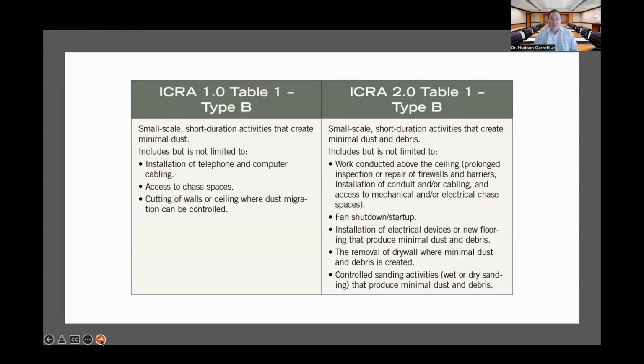So just a couple of side-by-side examples so that you can get some good visual representation here. On the left, anywhere it says ICRA 1.0 is our previous document that we're using. On the right of these tables, you'll see this is now the ICRA 2.0. This gives you an idea of how much was actually expanded here. If you look on the right, for example, you'll see now fan shutdown and startup is added. Controlled sanding activities, whether wet or dry. That's all been added here for type B.